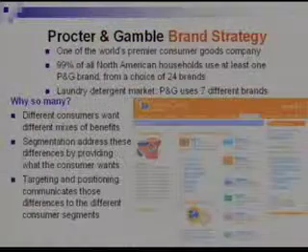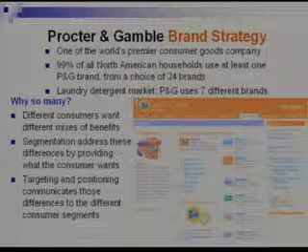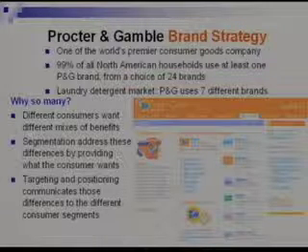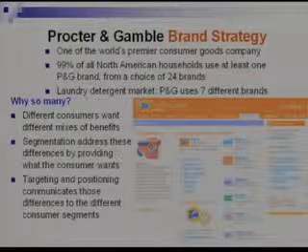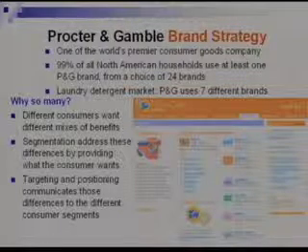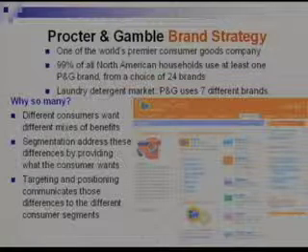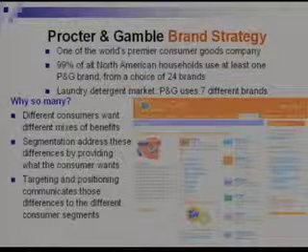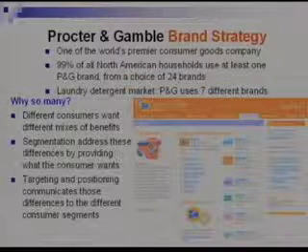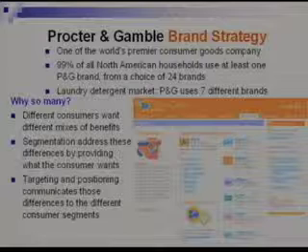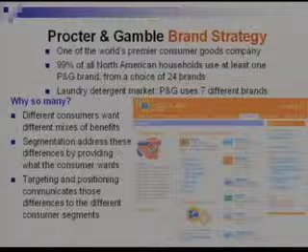Let's start with an example. Procter & Gamble. This is one of the world's leading consumer packaged goods companies, and just about every household has some P&G product available. Now, if you look at the laundry detergent business, they've got, in fact, 7 different brands, and you wonder, well, why so many brands? Why do they offer this range of products? And the answer really is that different customers want different mixes of benefits. They want different types of products.